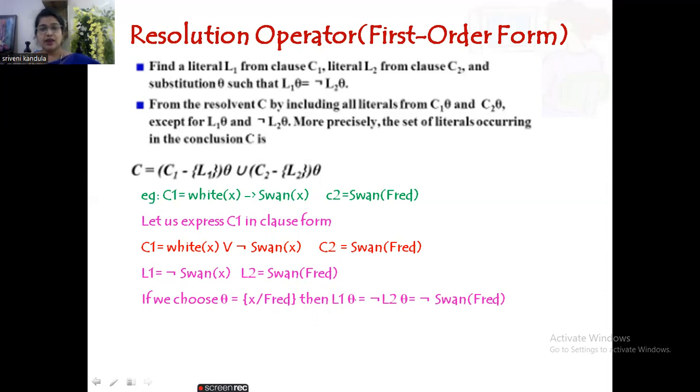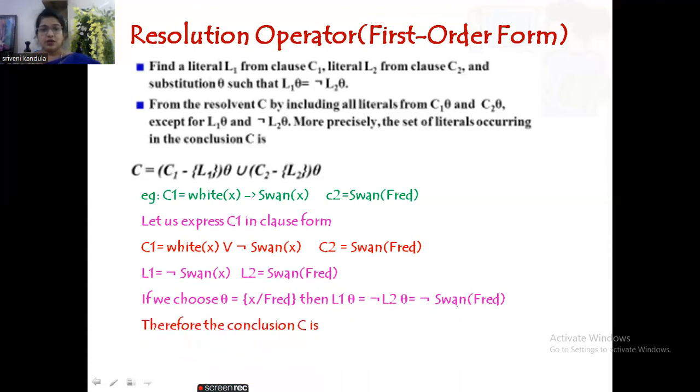Okay, so then I need to verify whether my L1 theta is equal to negation of L2 theta or not. So what will be my L1 theta? L1 theta is negation of Spam, X is replaced with Fred. Okay, and then negation of L2. So here a negation is just applied. Here nothing to substitute. So the result of this we are getting is negation of Spam of Fred.